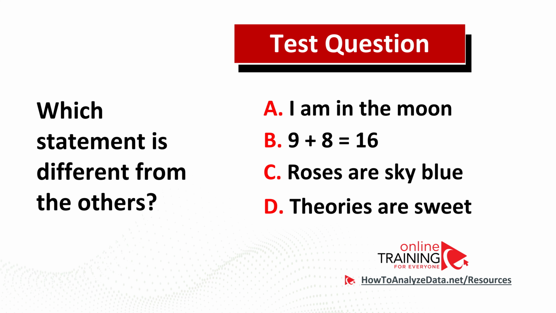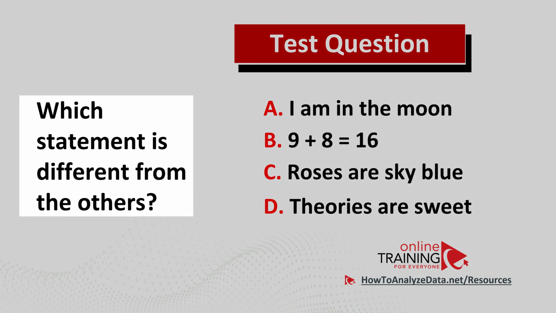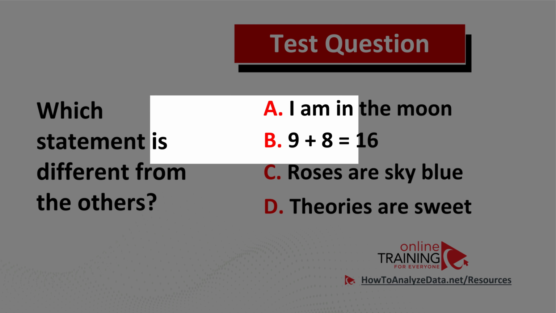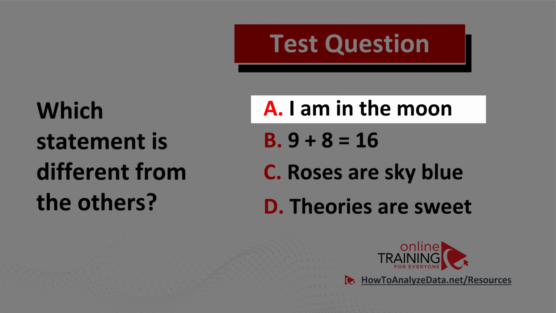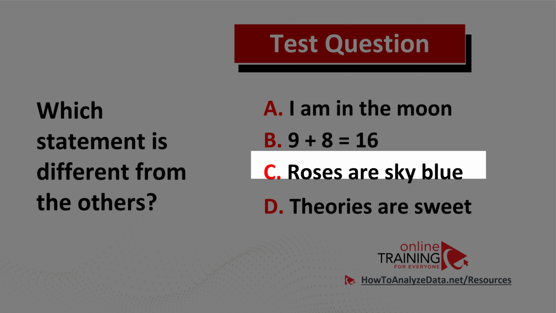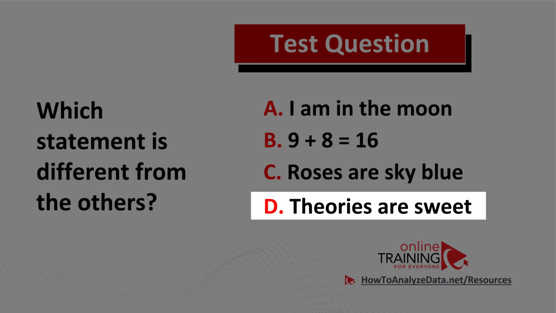And now here's a question for you to try. Please make sure to post your answer in the comment section of this video so I can give you my feedback. Which statement is different from the others? The first statement, A, I'm in the moon. Choice B, 9 plus 8 equals 16. Choice C, roses are sky blue. And D, theories are sweet.